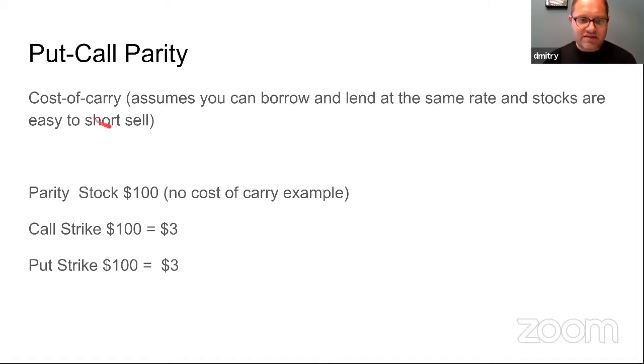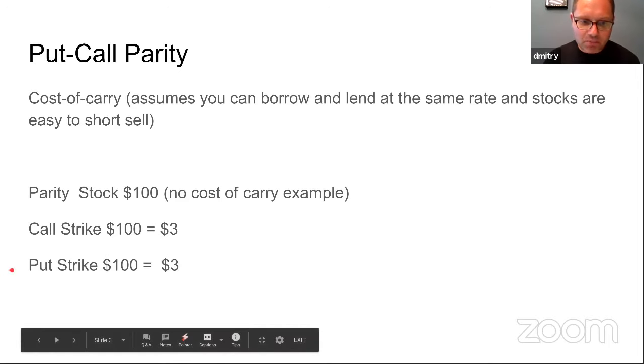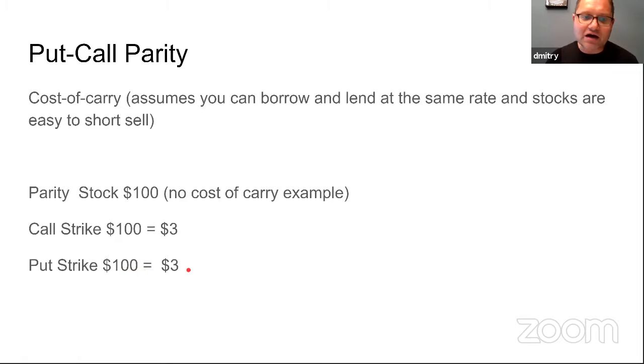And let's say that here we have a stock that's exactly $100. If we take a look at the call strike, and let's say the call at the $100 strike is equal to $3. That's the premium. And let's assume that the put on the same strike, the 100 strike, is also $3. Here we have, in this situation, put call parity.